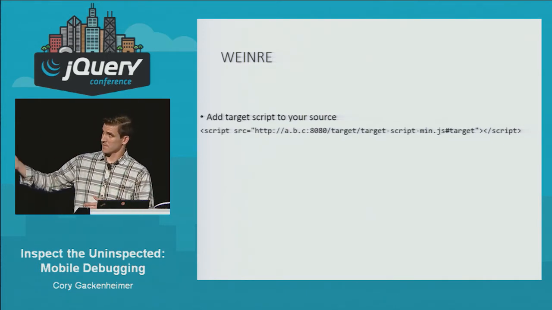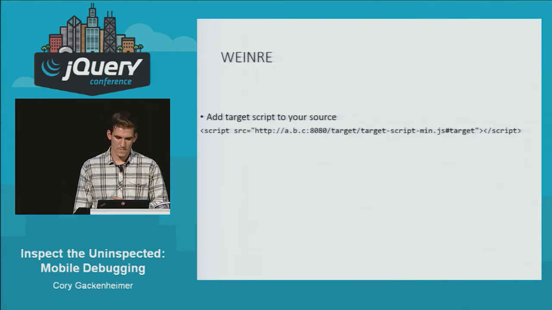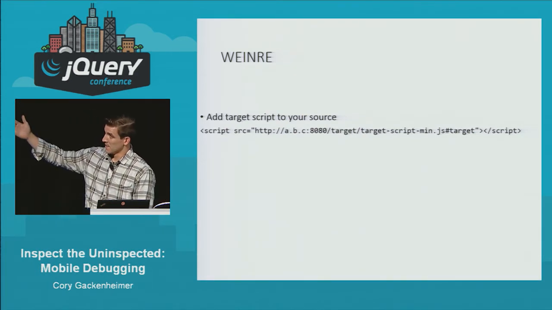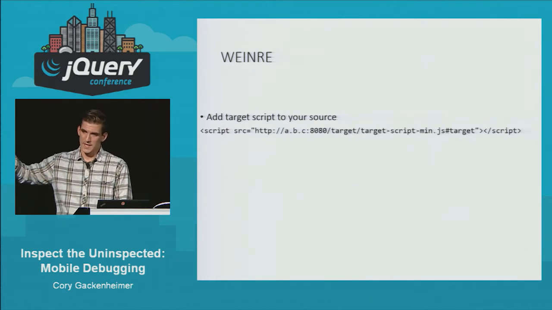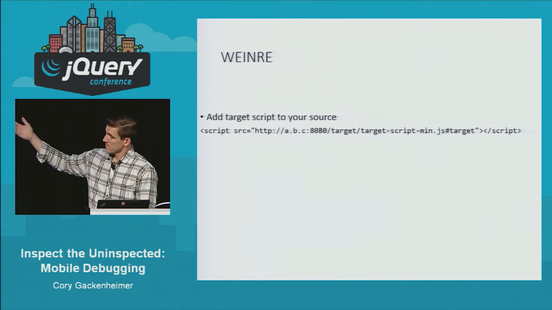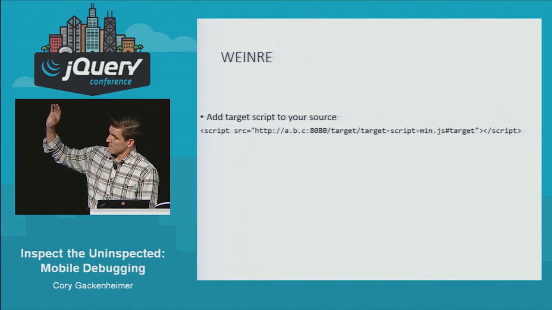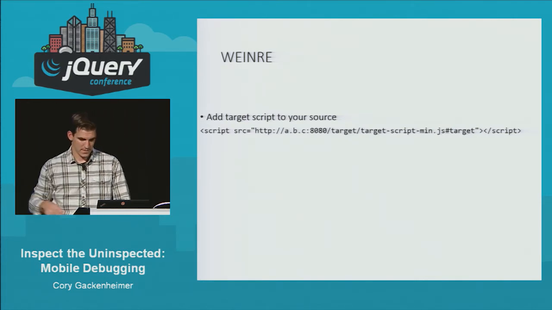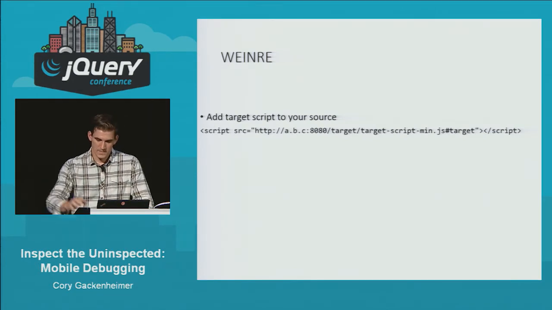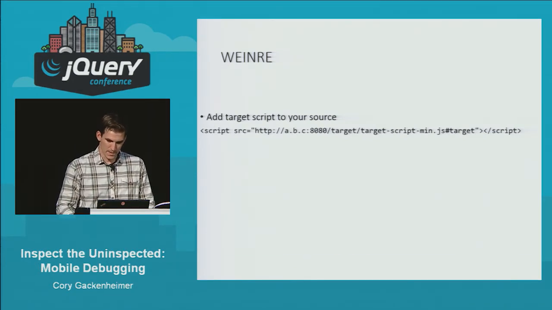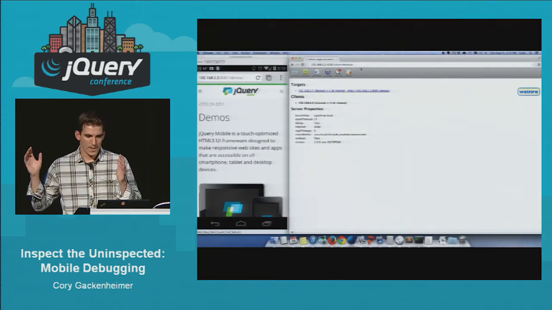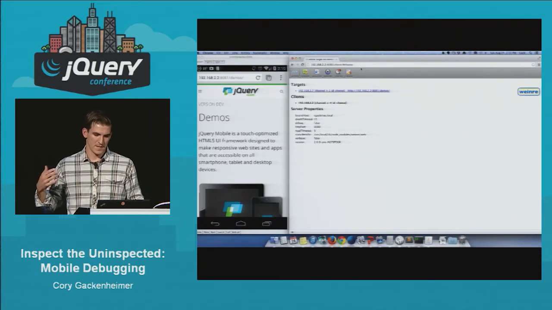Then you add your target script to your source. Your target script here would be your IP address. By default, Weinre runs on 8080, but you can configure that as well when you start it up. So you get your target script, and that fragment at the end, target, is just whatever identifier you want. So cheese, like in the earlier example, or some GUID if you really want to kill yourself. So this is Weinre in action. I've got Weinre running on this HTML.